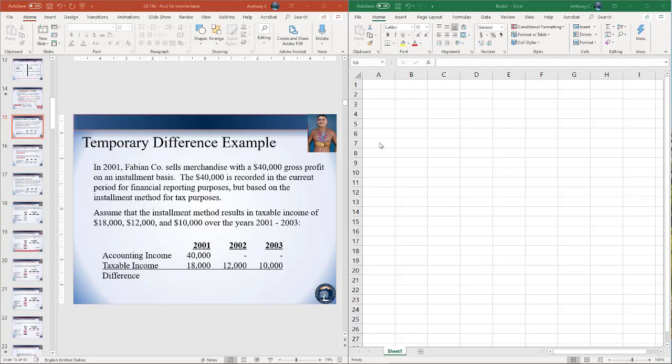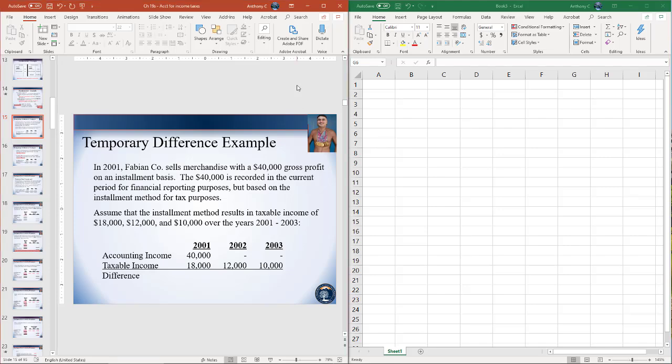Let's go through a more complicated example. In 2001, Fabian Company sells merchandise with a $40,000 gross profit on an installment basis. The $40,000 is recorded in the current period for financial reporting purposes, but based on the installment method for tax purposes. So in other words, when the company sells this merchandise with a gross profit of $40,000, it can recognize that gross profit for accounting purposes immediately. However, for tax purposes, it can't recognize the gross profit until it actually receives the cash. So let's assume that the installment method results in taxable income of $18,000, $12,000, and $10,000 over the years 2001 to 2003.